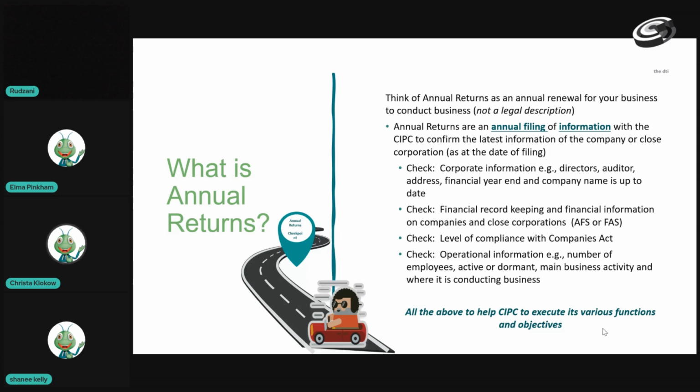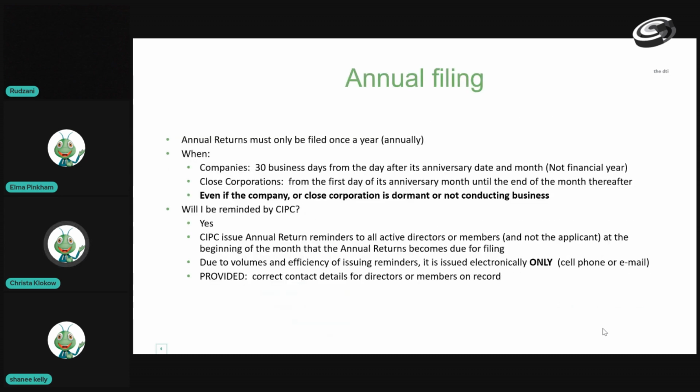We're also trying to check for operational information. What's your number of employees? Are you active or dormant? What is your main business activity for the last year? And where are you conducting business? All of these above is to actually help the CIPC with its various functions and objectives. And as we go through, I'm going to allude to some of these that we are doing as the CIPC and the value of the information that you provide to us.